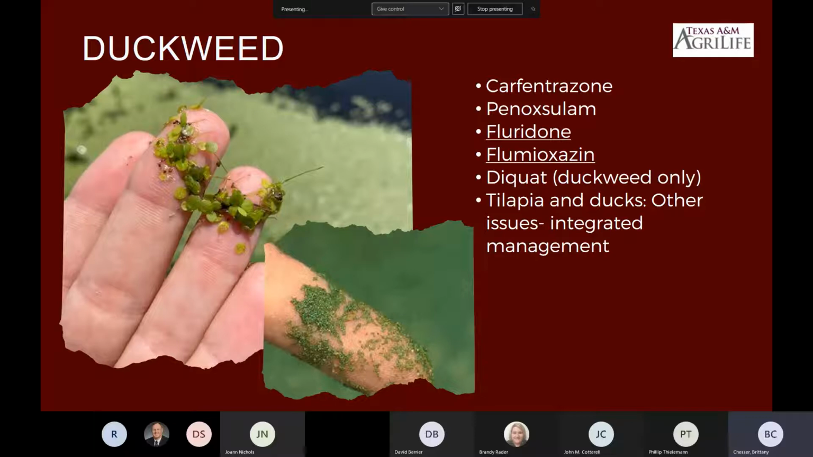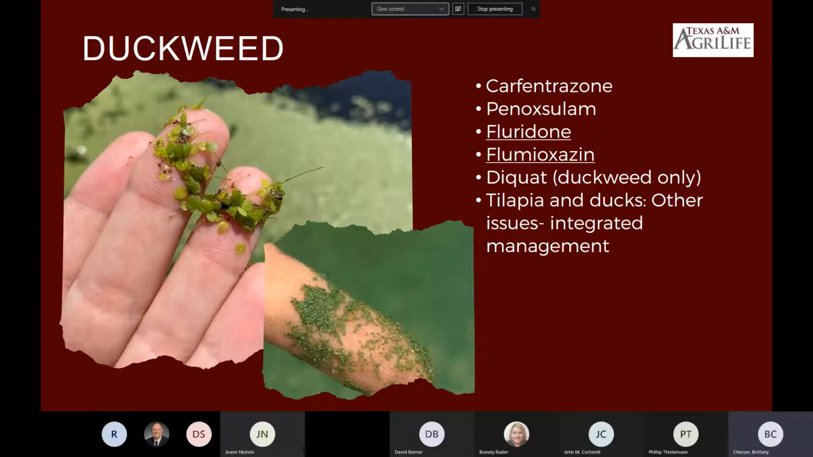And so fluridone will actually continue to kill your plants for up to a year. It will take a little bit longer. It needs a long contact time of about 45 days, so it's not good in ponds that have a lot of inflow and outflow, but it will have complete control of your duckweed and watermeal species in your pond. And so I definitely recommend that in the long run if you can, when possible.